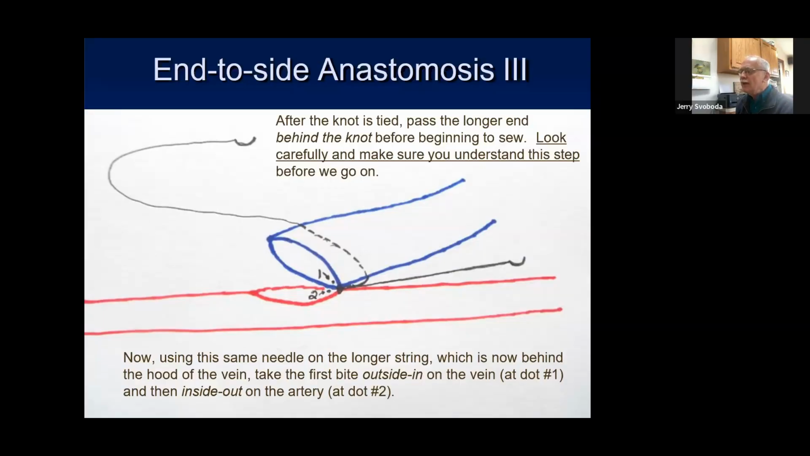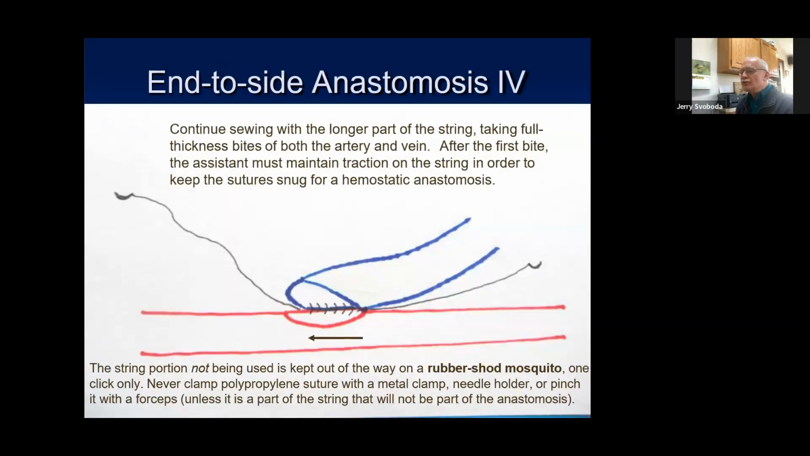Pass it behind the vein and then go outside in on the vein at point number 1 and inside out on the artery, point number 2. And then you just continue that way. Outside in on the vein, inside out on the artery, moving in the direction of the arrow.